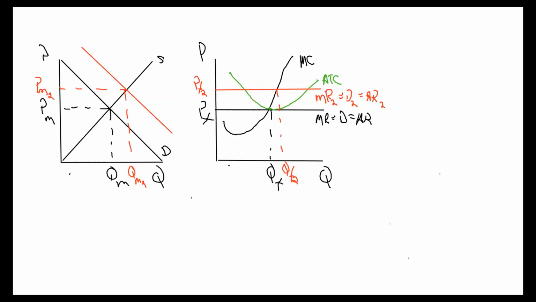And then the next one is PF2 from part C. In the long run, how does the firm's profit maximizing price compare to PF2 from part C? And the answer is it will be lower than PF2.